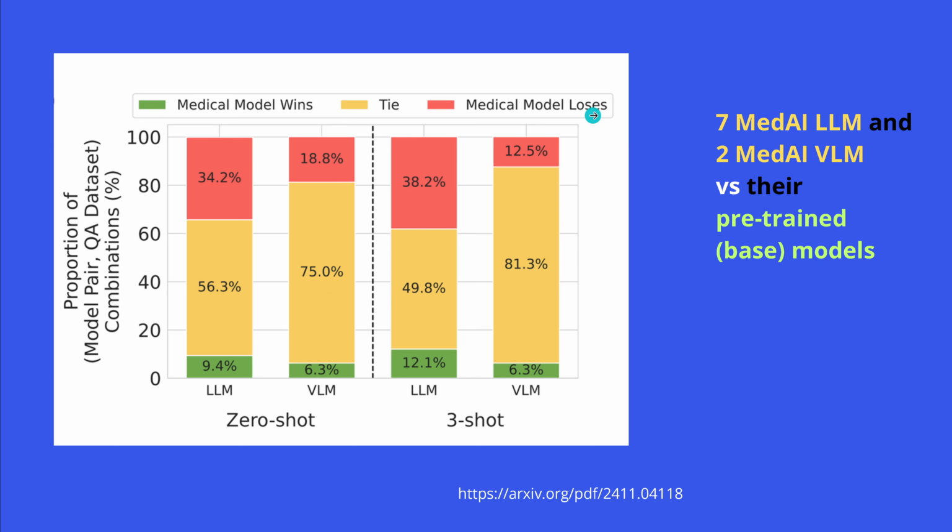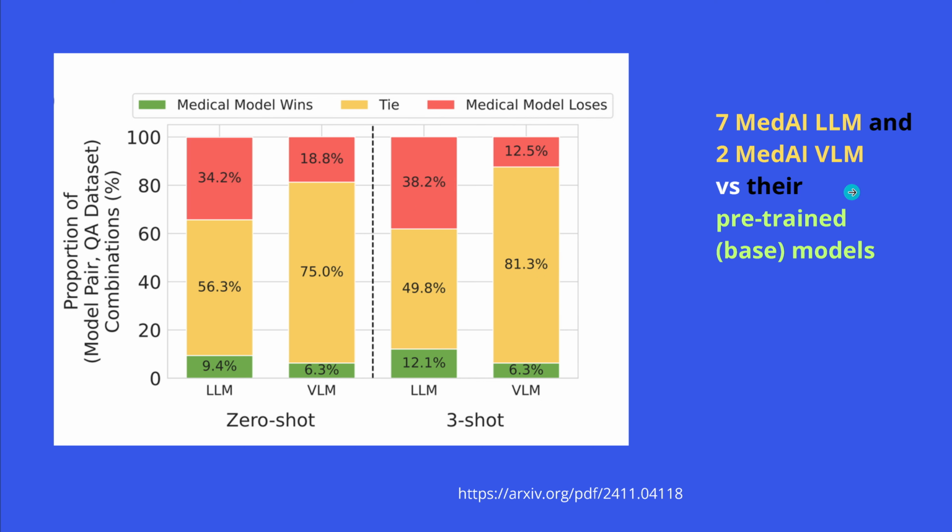And the medical model loses now only, quote unquote, in about 20% of the cases, because otherwise it's a tie. Now, if we go to a 3-shot prompt optimization here, the situation changes. It does now increase the medical model wins. Now it goes up to 12%, but the medical model loses also goes up to 38%. And for the VLM, you have a tie in more than 80% of the cases.